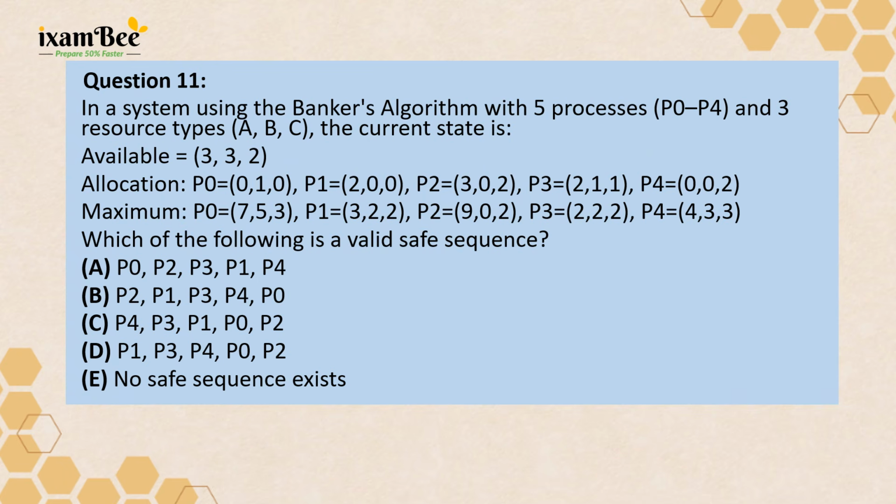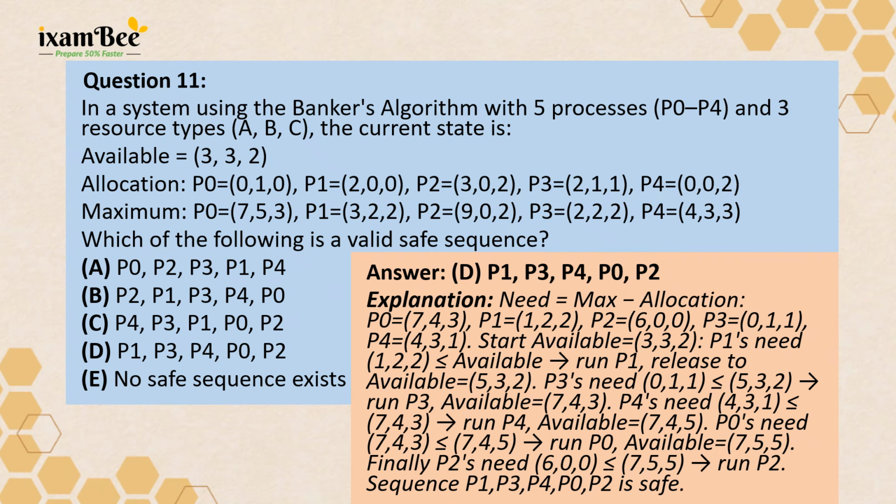Now, in this question, in a system using Banker's algorithm with 5 processes, P0 to P4, and 3 resource types A, B, C, the current state is given by the available vector, allocation vectors, and maximum vectors. Which of the following is a valid safe sequence? So at first, let's compute the need matrix, which is maximum minus allocation for every process. So P0 needs 743, P1 needs 122, P2 needs 600, P3 needs 011, and P4 needs 431.